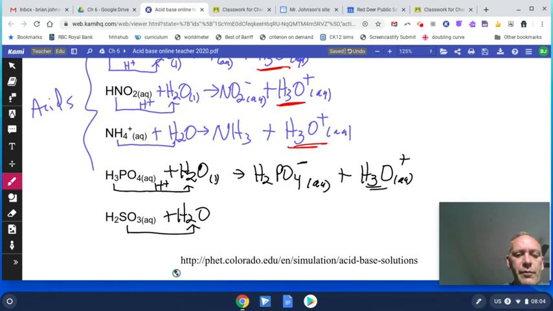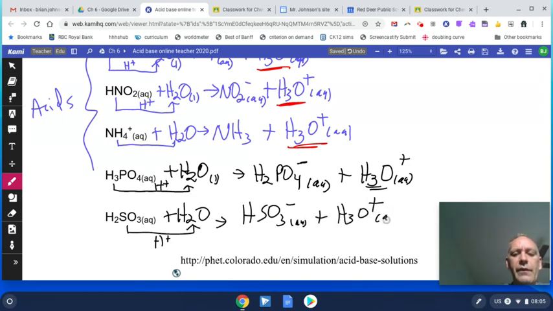And the last one, H2SO3, if it loses an H+, it becomes HSO3-. It was neutral, so now it's -1, and hydronium, H3O+. Boom. So those are Arrhenius acids, or modified Arrhenius acids.